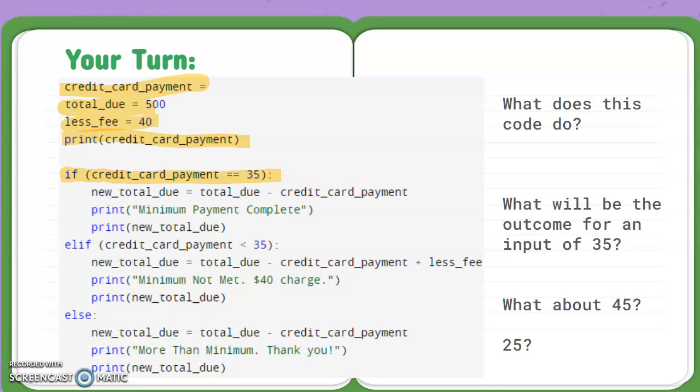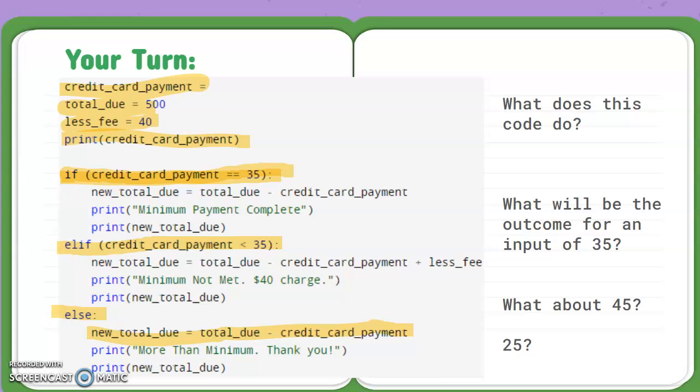What about 45? Well, if our credit card payment, so now it's 45, is equal to 35? Well, it's not equal to 35. Let's move on to the next one. If it is less than 35? Well, 45 isn't less than 35, so we're going to move on to our else. So these are our 3 options: equal to, less than, or greater than. So 45 is greater than. It's going to create that new variable, new total due. So we're going to have this, and then we're going to print our more than minimum and thank you, and then print a new total.